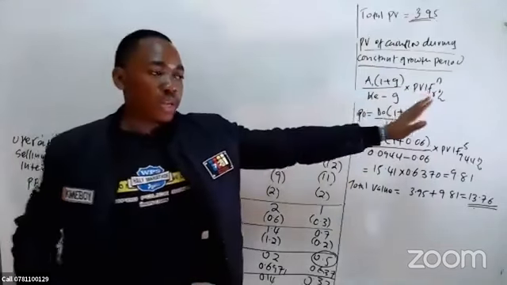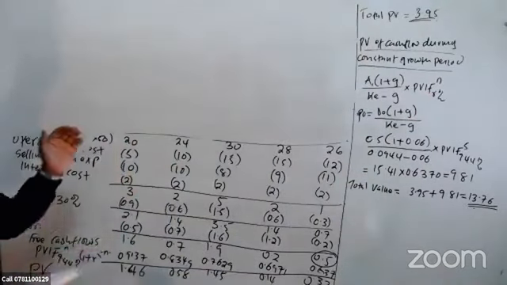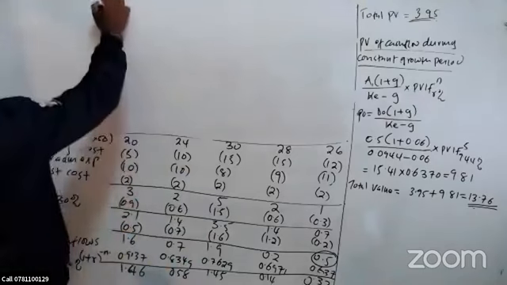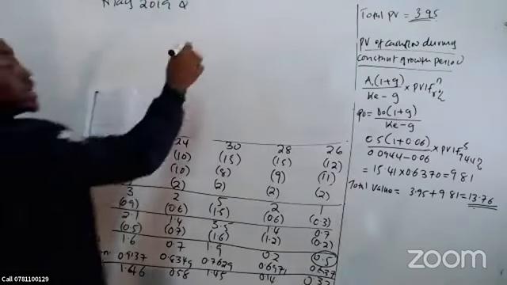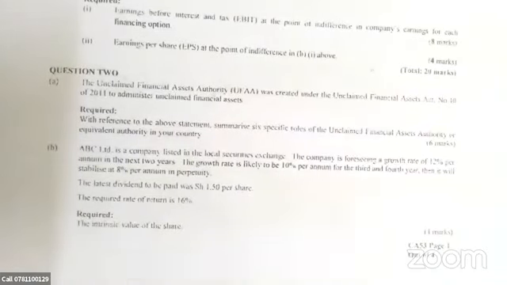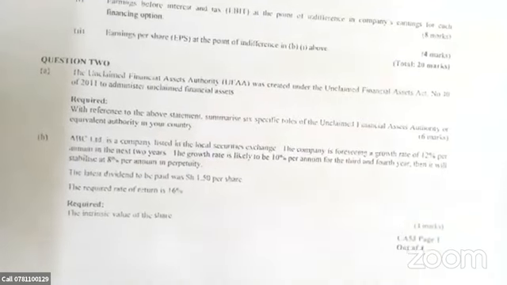Discount after the growth period. So for example, there was a question that was stated on May 2019, the same sitting. May 2019, question 2b. Open that question.